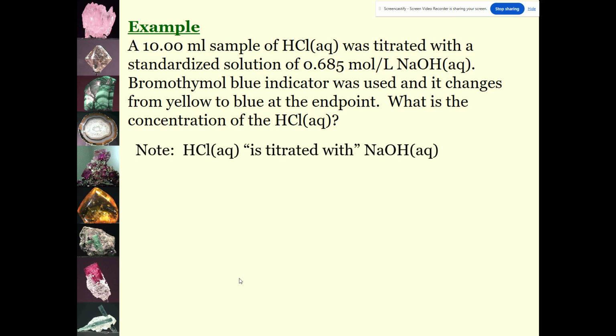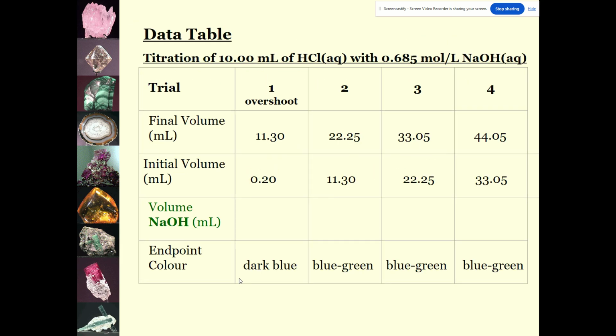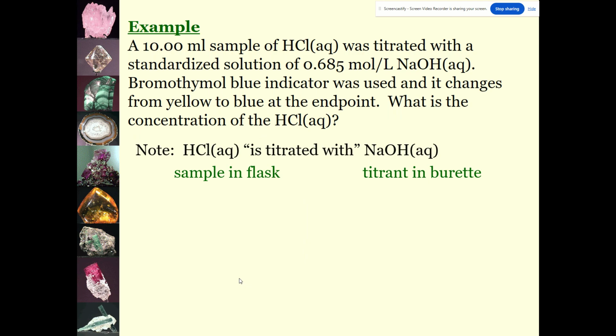So again, actually we'll get into sample data and then we'll get into writing the reaction. So again, the word HCl is titrated with sodium hydroxide, means the HCl is the sample and the burette, the titrant, is the sodium hydroxide. You're adding the sodium hydroxide to the HCl. Now that's important because you need to know what's in the flask and what's in the burette.